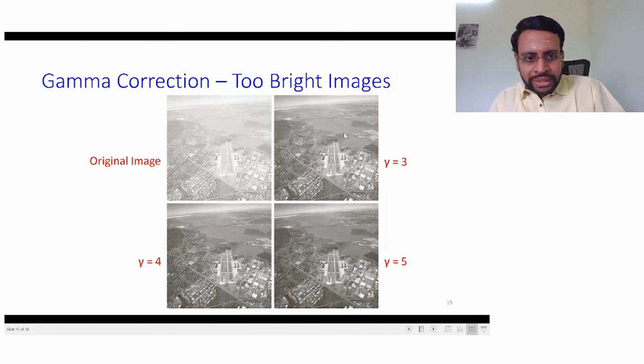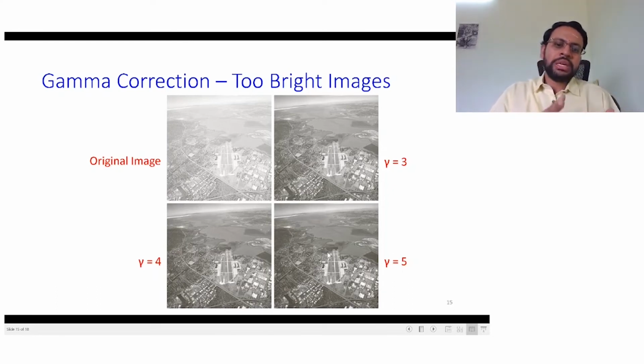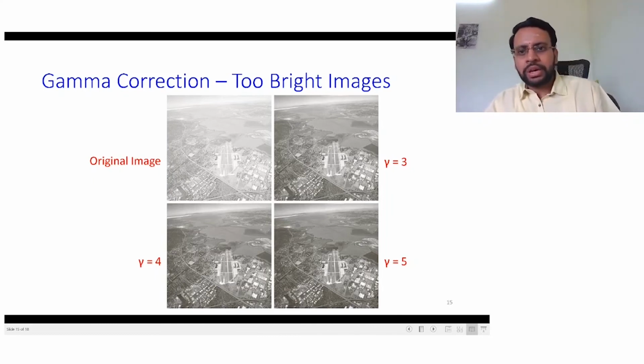You could now notice that the contrast is much better here, and of course when you are increasing it too high, you could also notice that this image is getting darker. So again, there is a trade-off at which you could get a very good image enhancement with the gamma correction.